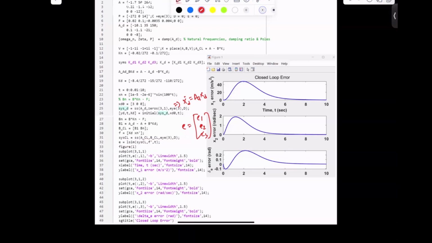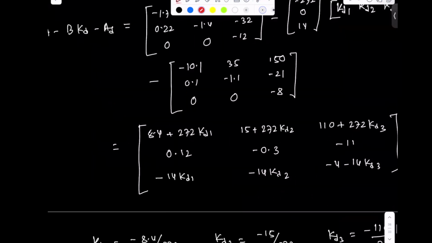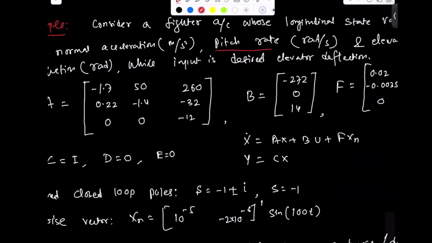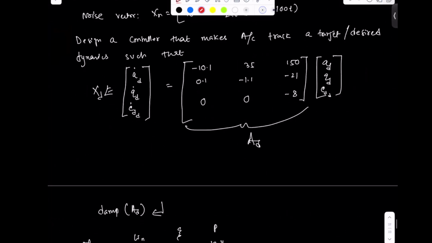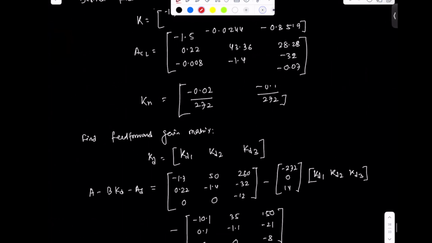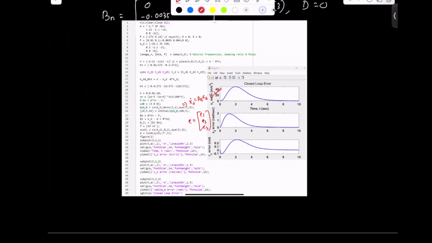If you notice in the plot, this is basically X1, the normal acceleration of the first floor. The second one is the pitch rate, and the third one is the elevator deviation. So this is how we can get the plot for this particular example.